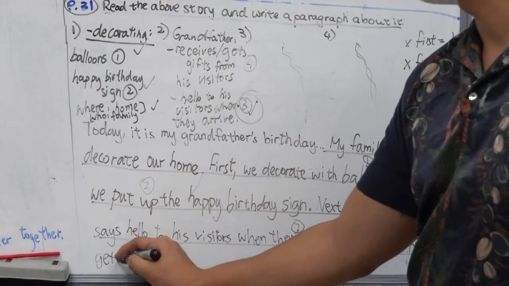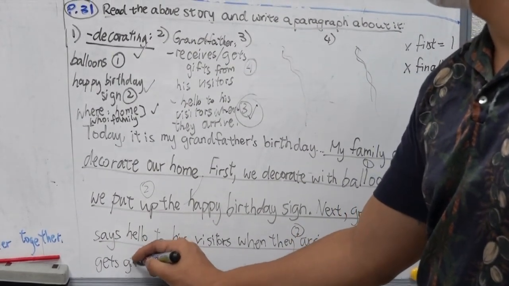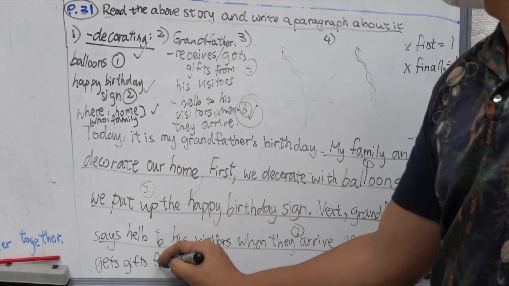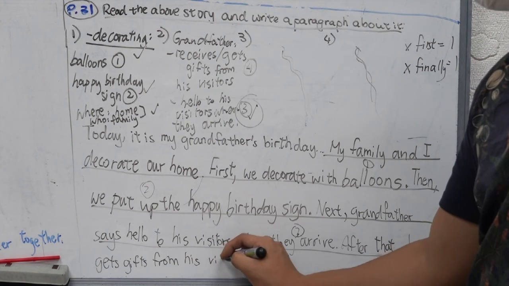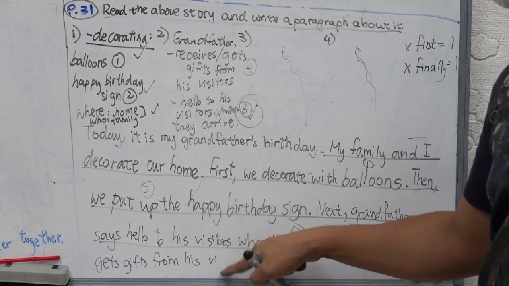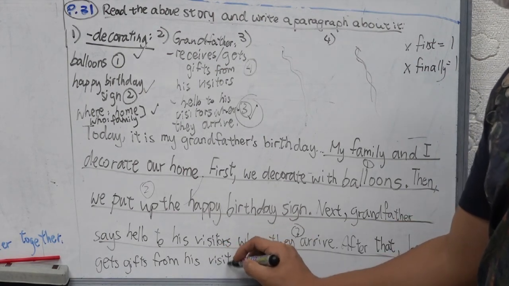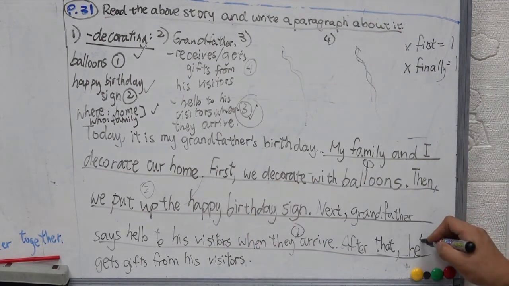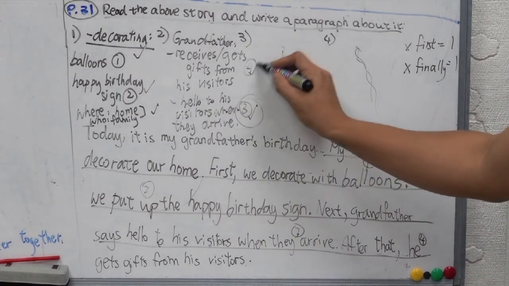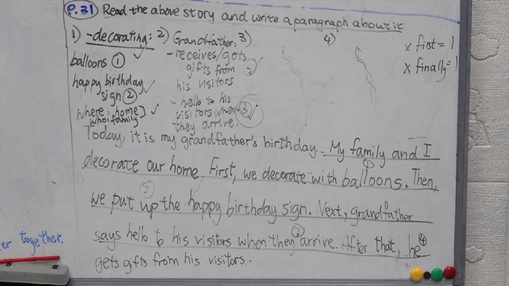Gets gifts from his visitors. Full stop. So now we've done action 4, right? So 4 is also done, right?